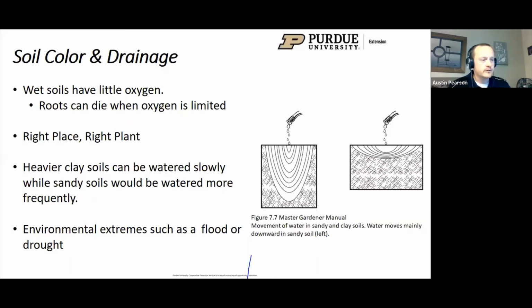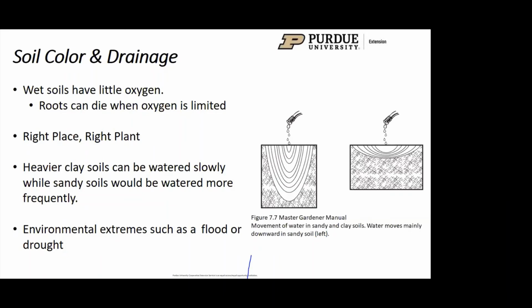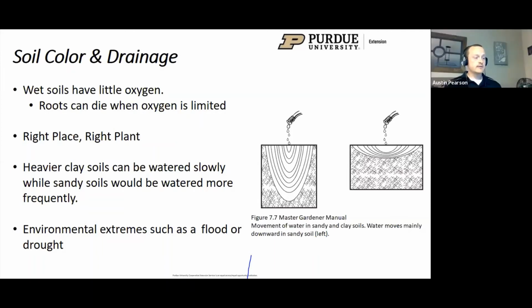So if you see here on the left-hand side on this graph with the hose, the water, the sandier soils on the left, you see how fast the water moves through that. But with the clay content here on the right side, you get these wetting fronts that spread out laterally, so across the horizontal, and they don't go as deep as quick. So heavier clay soils can be watered more slowly, and sandy soils have to be watered more frequently because the water just moves through so quickly.